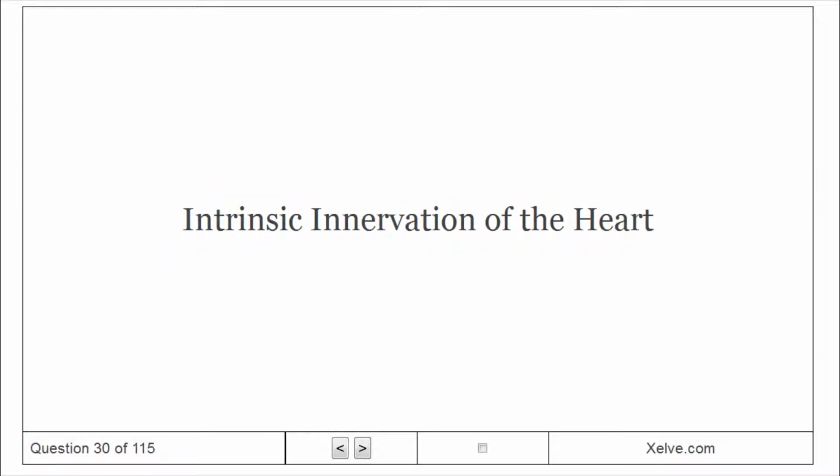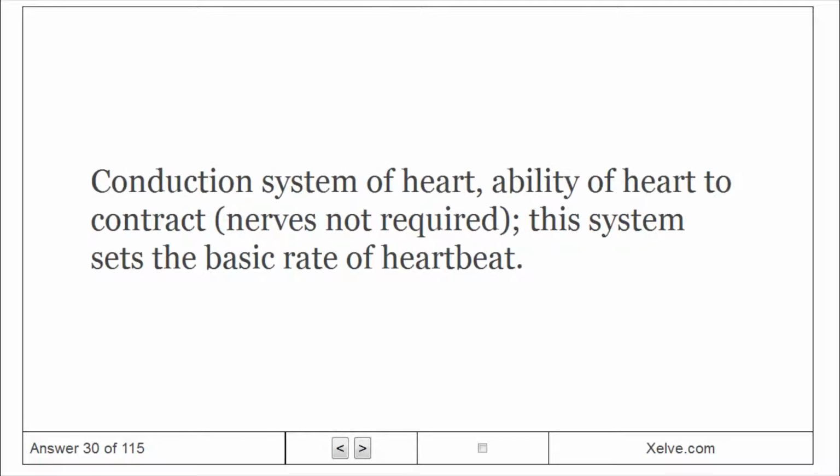Intrinsic innervation of the heart. Conduction system of the heart. Ability of the heart to contract. Nerves not required. This system sets the basic rate of heartbeat.